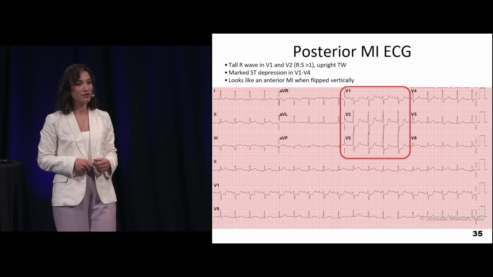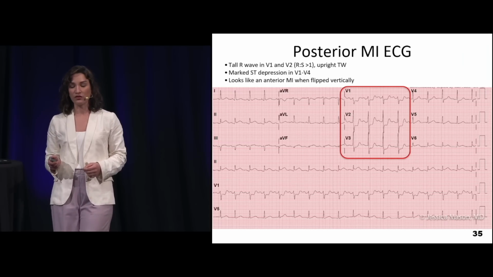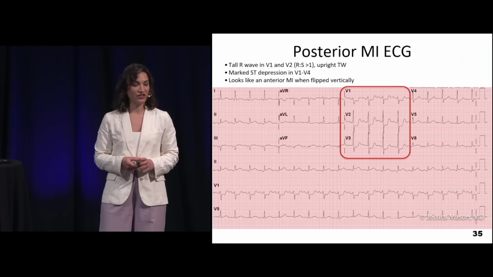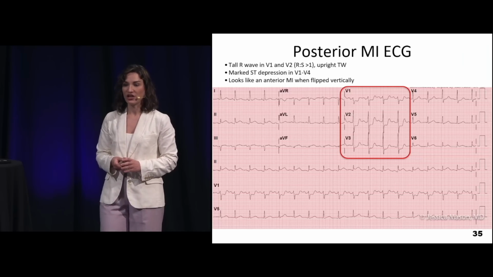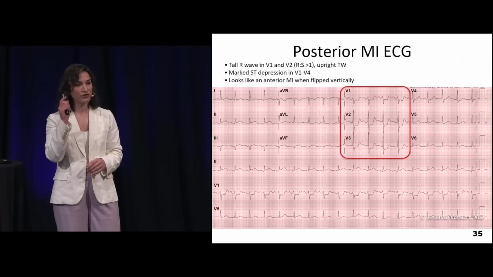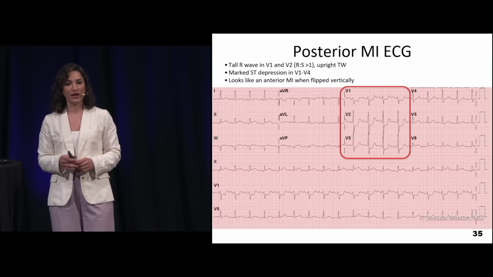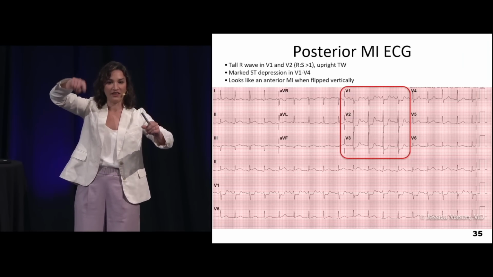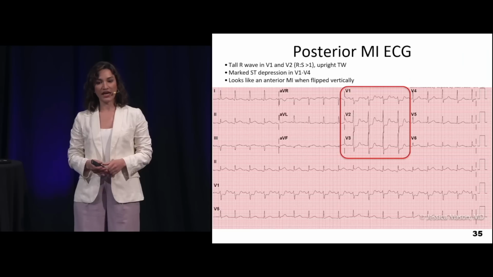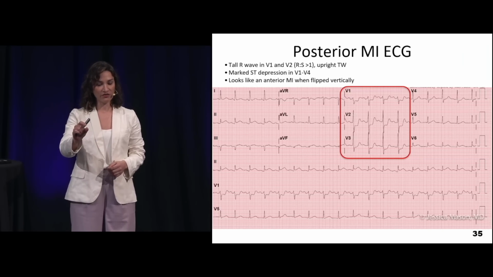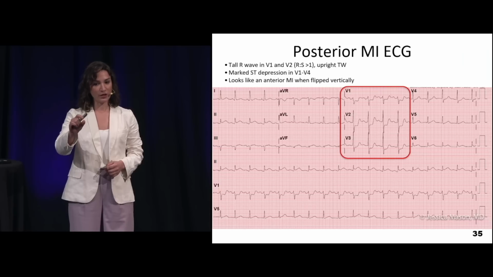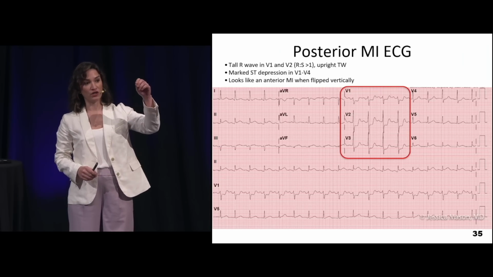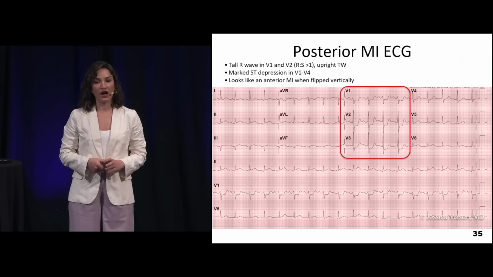Posterior MI, this one can be a little bit tricky. Don't be fooled, because when you initially look at this, you're seeing ST depression, right? You might not think this is a STEMI, but you have to remember that this is a posterior MI. So if you flip that EKG upside down, it looks like ST elevations. And really what you're looking at here is the R wave in V1 and V2 compared with that S wave. That R wave is tall. Very tall. And you have an upright T wave.